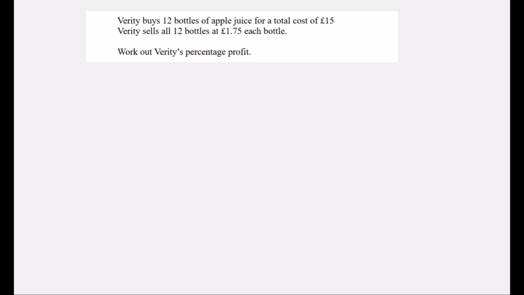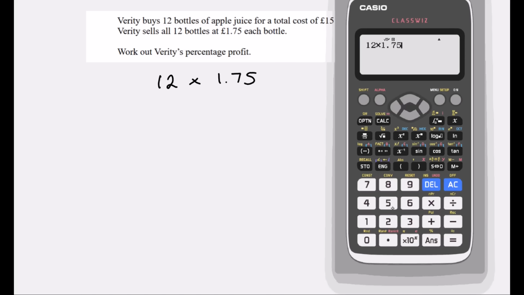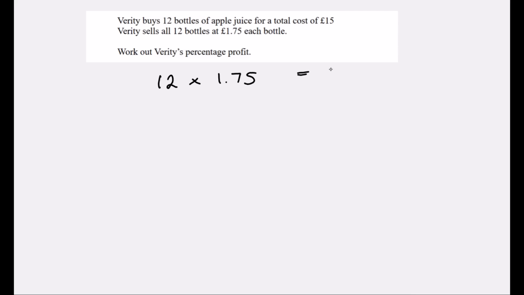Question 25. Verity buys 12 bottles of apple juice for a total cost of £15. Verity sells all 12 bottles at £1.75 for each bottle. Work out Verity's percentage profit. So 12 bottles, £1.75 each, is £21. So how much profit has she made? 21 take away 15, which is £6. So the profit is £6.